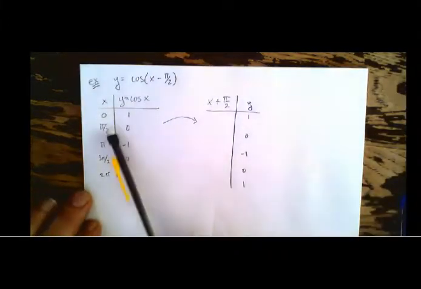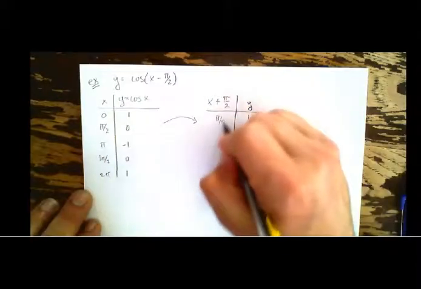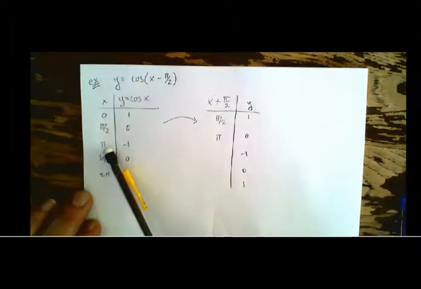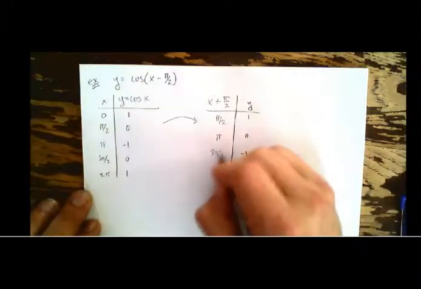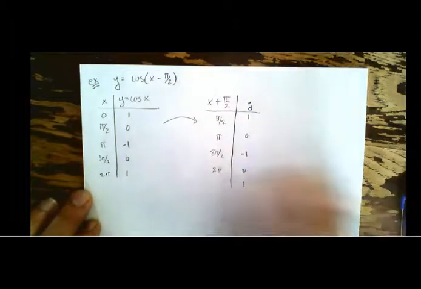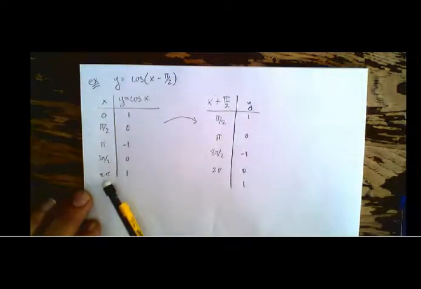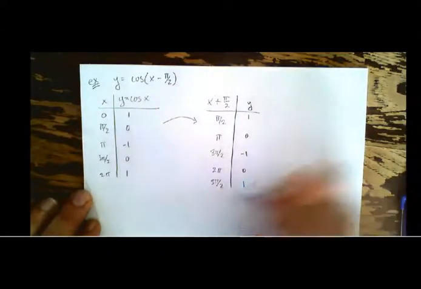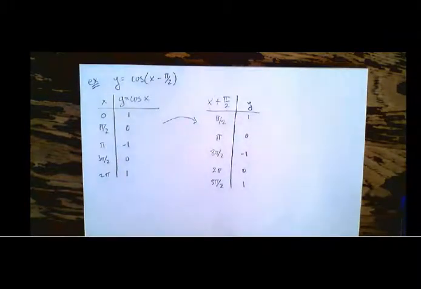And all the x's, we're going to add a half pi to them. So 0 plus a half pi is pi over 2. Pi over 2 plus pi over 2 is pi. Pi plus pi over 2 is 3 pi over 2. 3 pi over 2 plus pi over 2 is 2 pi. And 2 pi plus pi over 2 is 5 pi over 2. And we can generate the graph.